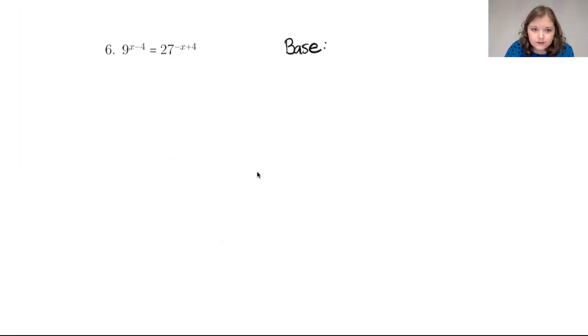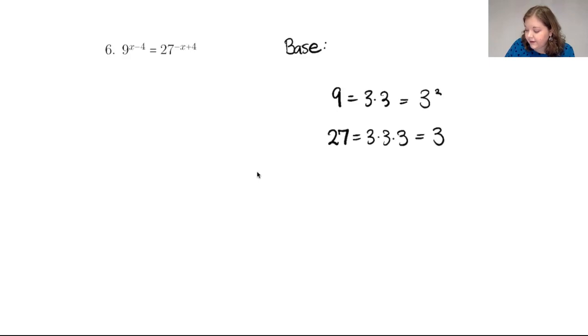So the first thought might be 9, but 9 to the first power is 9, and then 9 to the second power is 81, which are already too big to get that 27. So we can't write 27 as 9 to a power. But we know that 9 is 3 times 3, which is 3 squared, and 27 is 3 times 3 times 3, which is 3 to the third. And so both of them can be written as 3 to a power, so our base can be 3.